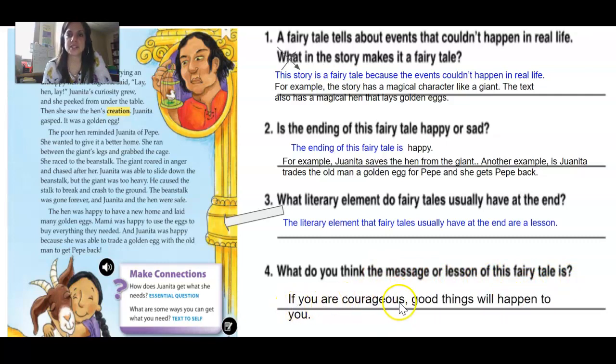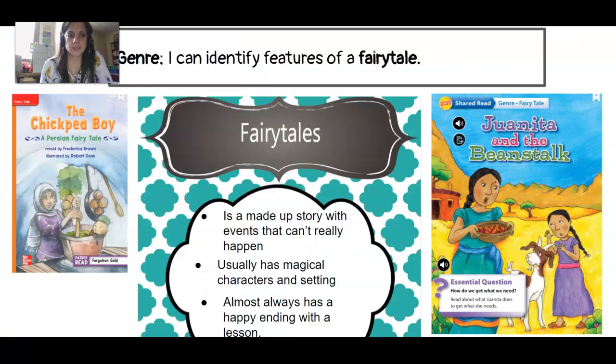If you are courageous, good things will happen to you. So 3rd graders, that brings us right back to our purpose. We identified features of a fairy tale. Remember, it's events that can't really happen, magical characters and setting, and a happy ending with a lesson at the end.